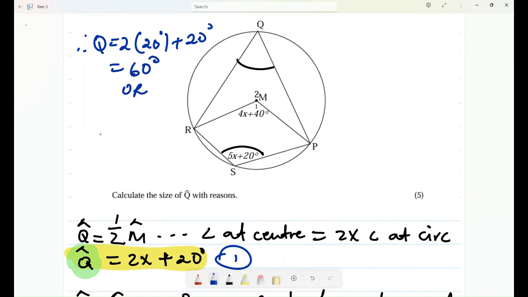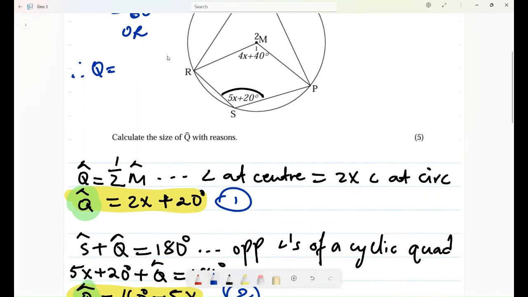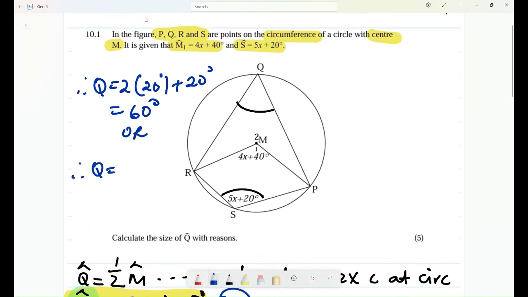Or another one can say Q is equal to, use the other equation which says 160 minus 5x. 160 degrees minus 5 into 20 degrees. Then I know 160 minus 100 is the same as 60 degrees. So that's all for today.